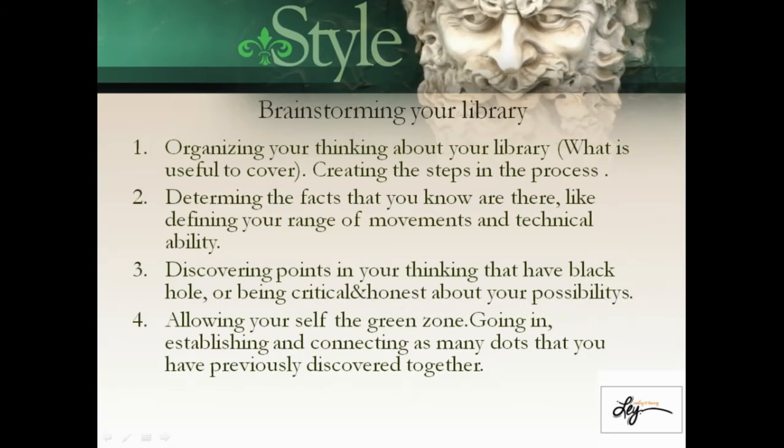But you might ask yourself, what if I don't know how to, or I'm not enough, I have no, or whatever you say. So creating the sentence from the words that you have is a good way to start. Organizing your thinking about your library. What is actually useful to cover? Creating the steps in the process. Determine the facts that you know are there, like defining your range of movements and technical ability, which might be unique to you or the dancers that you're working with. Discovering the points in your thinking that have black holes, let's say, which I have every now and then, or being critical and honest about your possibilities. Allowing yourself the green zone, going in, establishing and connecting as many dots as you have previously discovered together.